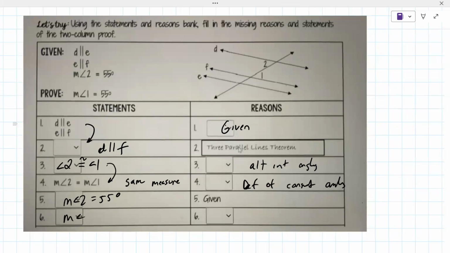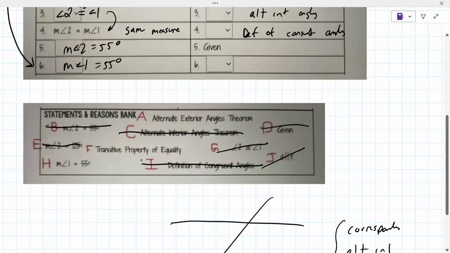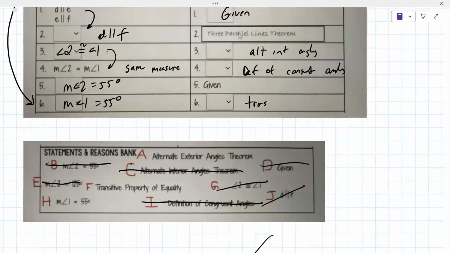So that would be the measure of angle 1 equals 55 degrees. Even if you're not sure about some of them, try to get the ones that you know have to be right. The proof statement always goes in the last position. All right. And then, what could be the reason? It's either the alternate exterior angles theorem or the transitive property of equality. I think it's the transitive property. It is, yes. The reason is that they're saying angle 2 equals 55, since angle 1 equals angle 2 and the measure of angle 2 equals the measure of angle 1, therefore the measure of angle 1 must also equal 55.